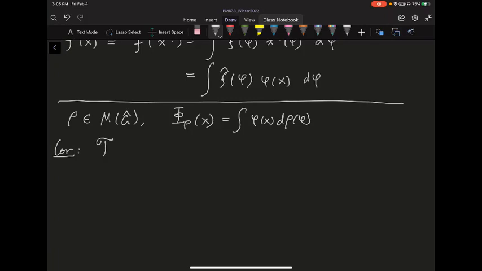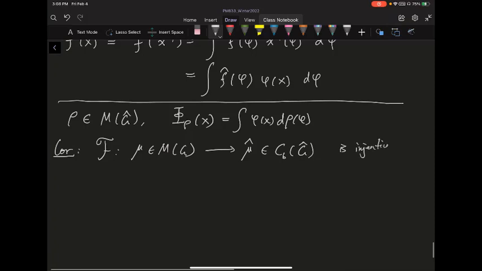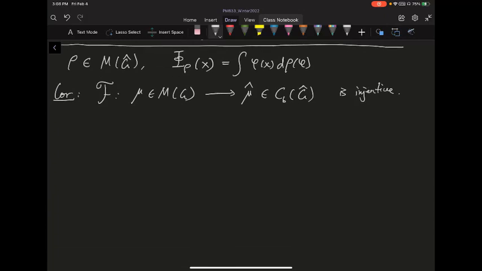If I take a measure mu from M of G and do its Fourier transform mu hat, we know that's a continuous bounded function on G hat. This one is actually also injective, so it looks like a dual version of the previous result. In particular, if you restrict yourself to the L1 space, considered as a subspace of M, then moreover the Fourier transform F mapping L1 of G to C0 of G hat is also injective.